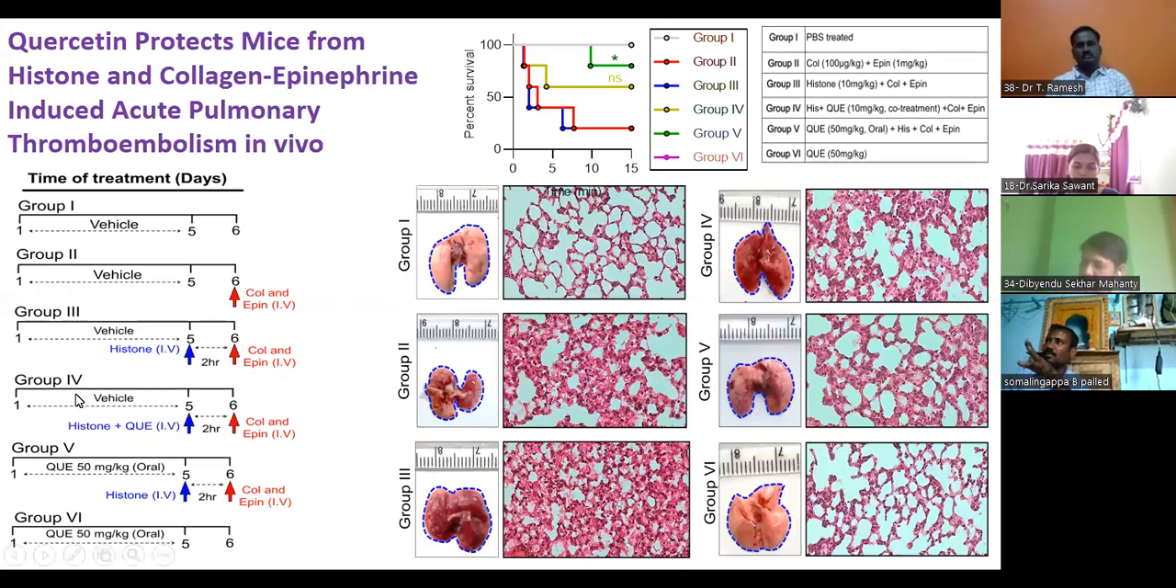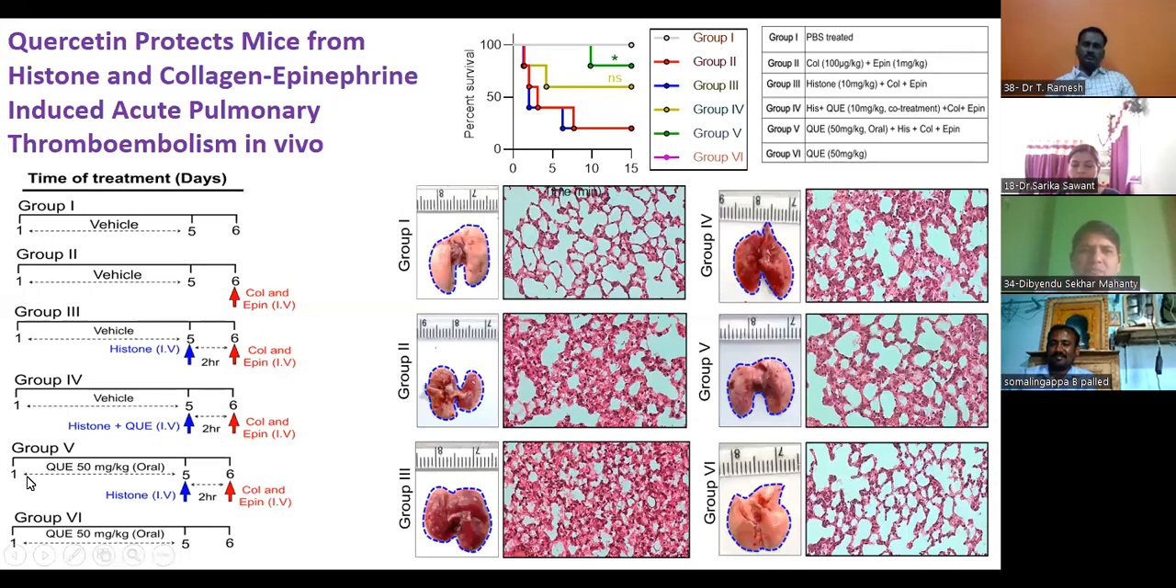In group 4, up to 5 days we gave PBS. On the 5th day, quercetin and histones were pre-incubated, and that pre-incubated histone-quercetin was given to the animal, and the animal was allowed to stay for 2 hours, followed by the injection of collagen and epinephrine, in order to know whether quercetin prevents the priming of platelets before giving collagen and epinephrine. That was our idea.